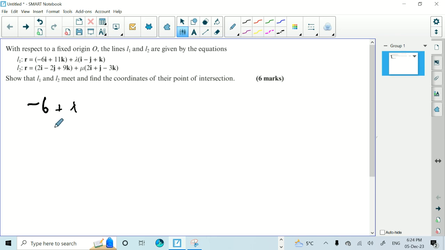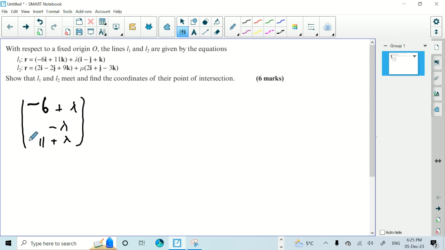In our fixed point, we've got no j component, so we have to go to our scalar component, so it's lambda multiplied by minus 1, which is just minus lambda. And then we have 11 for our k component, so we've got 11 plus lambda, because it's just times 1k, so we just got 11 plus lambda. And this is our L1.